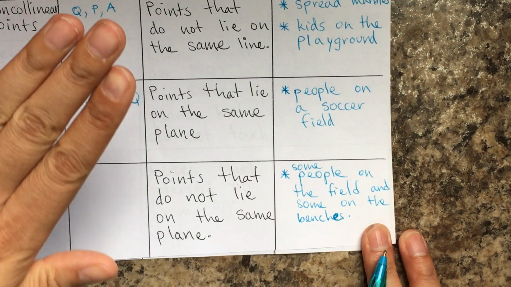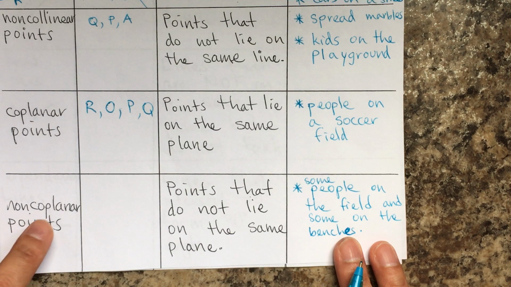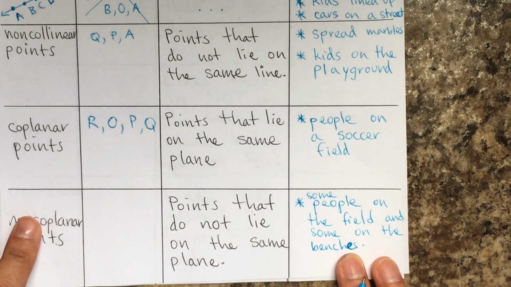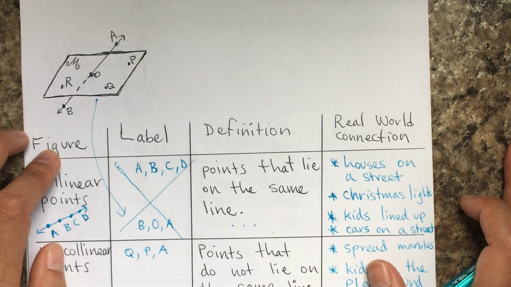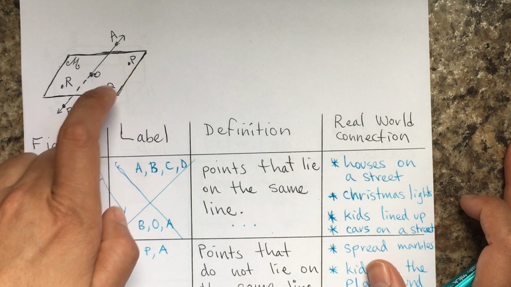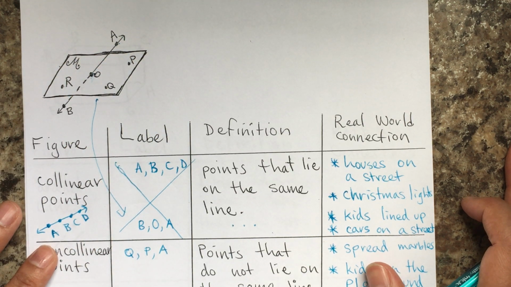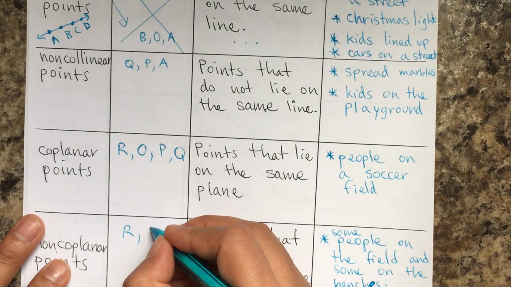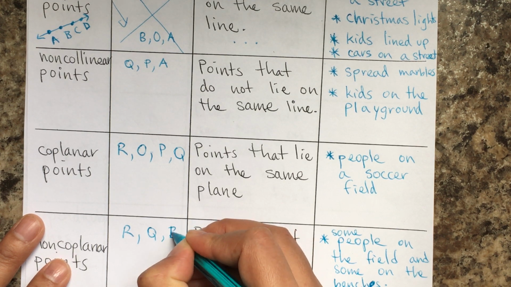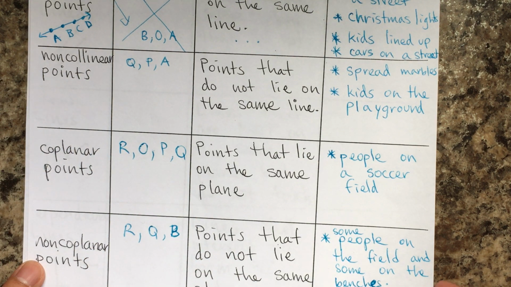And even more because the benches are at different levels, so you could say that the points are on different planes. So what are some examples of non-coplanar points from this figure? As long as one of them is not on the same plane, we can, for example, say Q and P with B, and B being outside of this plane makes it non-coplanar. So let's put R, Q, B. There are other groups of non-coplanar points, but we're going to leave it with this example.